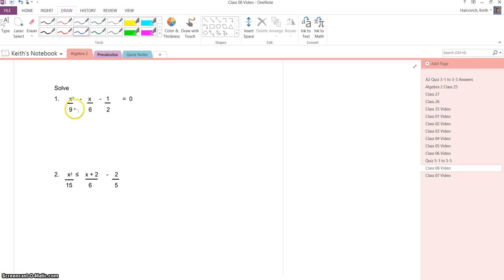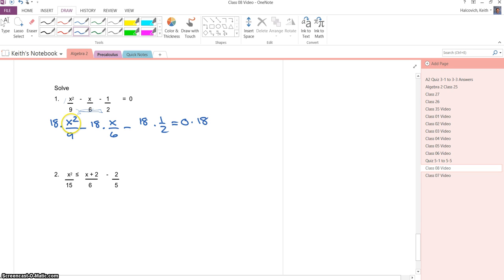All right, the last two here, the LCD here of 9, 2, 18. So then 9 goes into 18 twice. We have 2x squared. 6 goes into 18 3 times, minus 3x. 2 goes into 18 9 times, minus 9. And 0 times 18 is 0. So the 2 times negative 9 is negative 18.